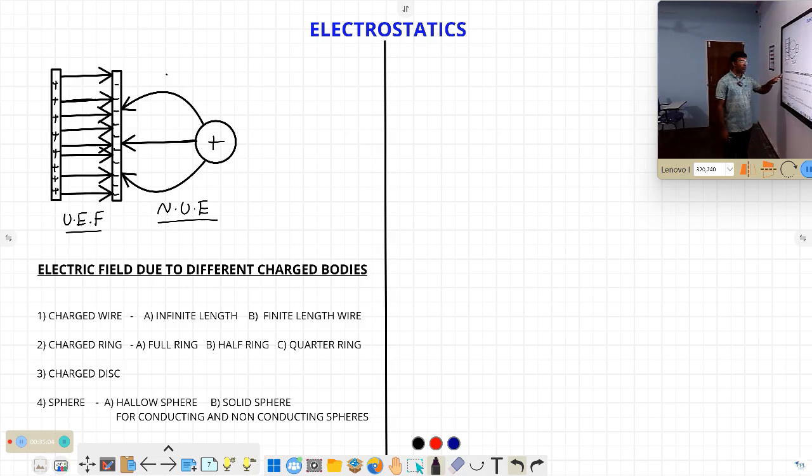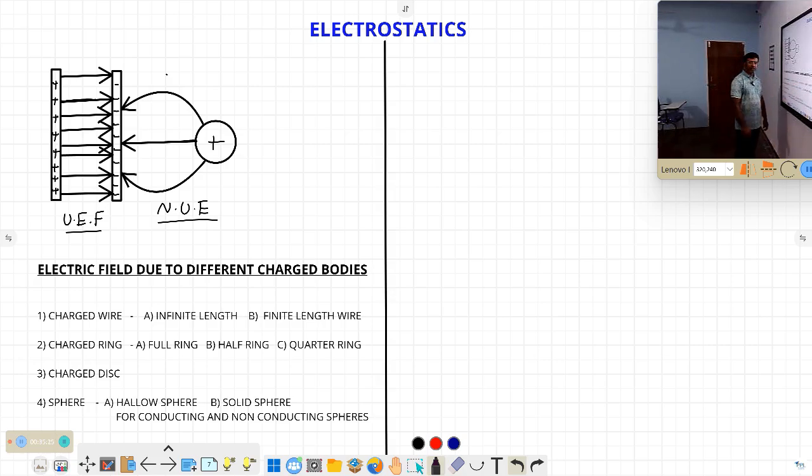What are the things we are going to cover in this? First, we are going to discuss the charged wire. That means we take a wire where the charged particles are distributed linearly, so it relates to linear charge density and the electric field intensity of a charged body. There are two types: infinite length and finite length. We are going to find both.